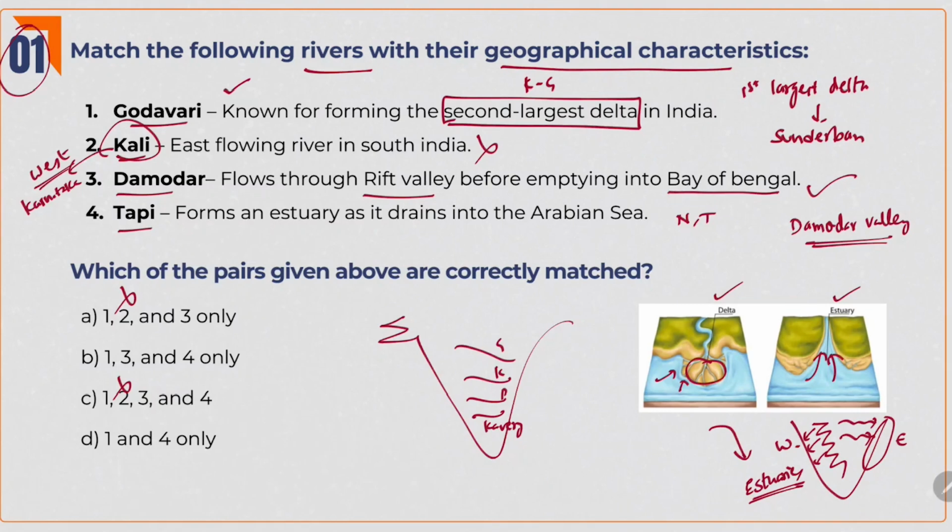Okay, Tapi forms an estuary as it drains into Arabian Sea. Yes, we know that Tapi originates here and it flows west and empties into Arabian Sea. As it is a west flowing river, we can blindly mark estuary as right. So Tapi forms estuary as it drains into Arabian Sea. Here answer is 1, 3 and 4.